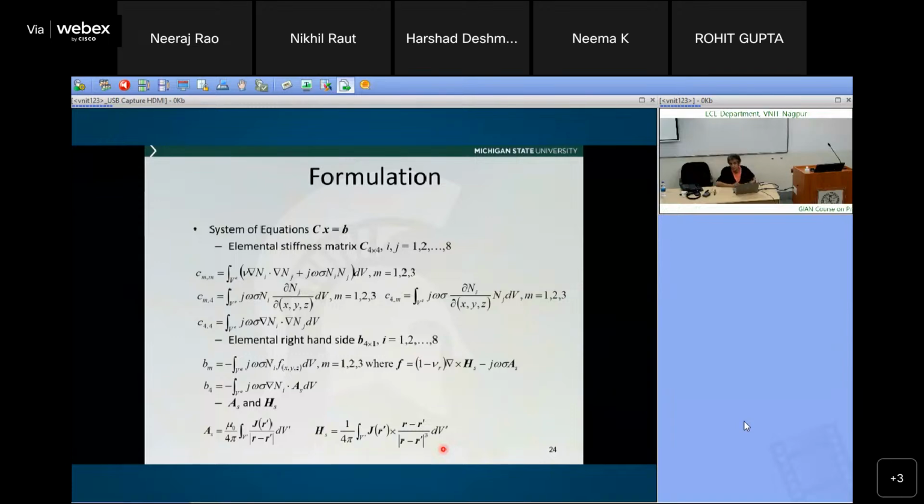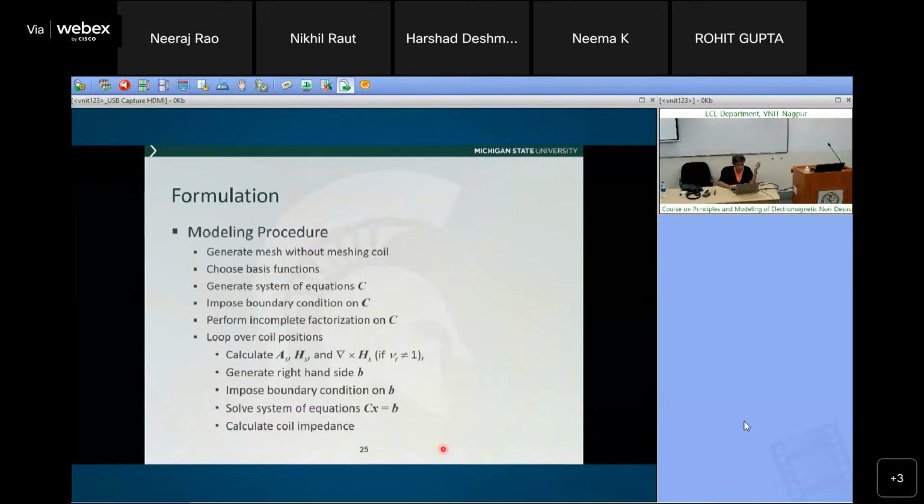So this is an improvement that we came up with for all the EM problems. And of course, then we validated it. Okay, so this is the final modeling procedure. We generate the mesh without the coil. Now, when we generate the mesh, we don't have to mesh the coil. Choose basis function. These are all the same repeated steps.